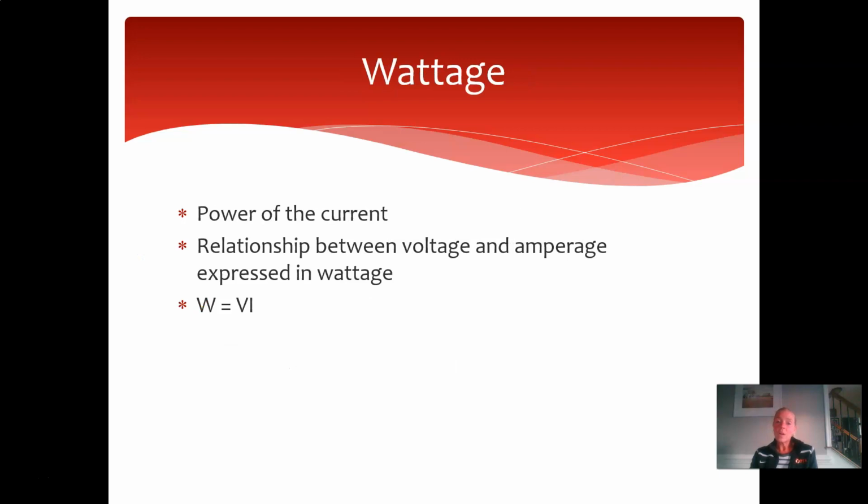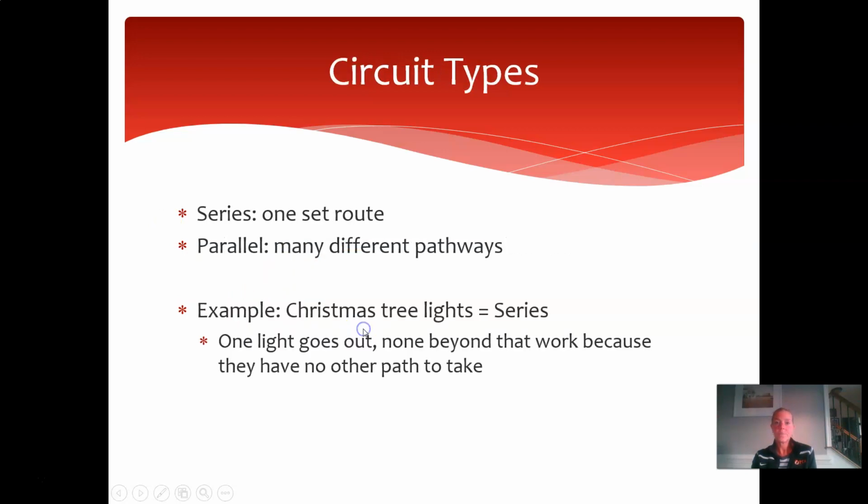Wattage is the power of the current, and it's a relationship between the voltage and the amperage, so just voltage times your amperage. Okay, that was a lot. I get it. Here's a really good place to pause, go take a little break, and let your brain rest for a second. Like I said, we are going to go over a chunk of that material in lab so that, hopefully, it makes a bit more sense for you.